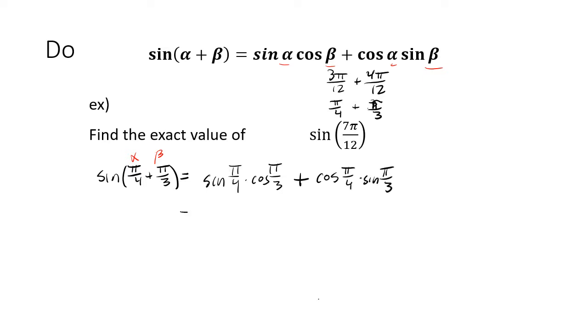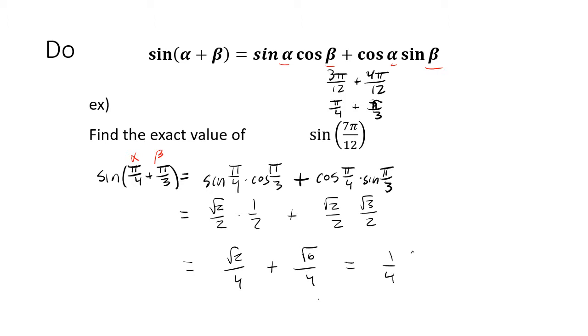So sine of pi over 4 is square root of 2 over 2. Cosine of pi over 3 is 1/2, plus cosine of pi over 4, square root of 2 over 2, times sine of pi over 3, square root of 3 over 2. So this ends up being square root of 2 over 4 plus square root of 6 over 4. You're probably seeing a pattern where if you're not getting an answer that looks awfully like that, you're doing it wrong. And that's true. So there's your answer, and you can present it in whatever form your teacher prefers.